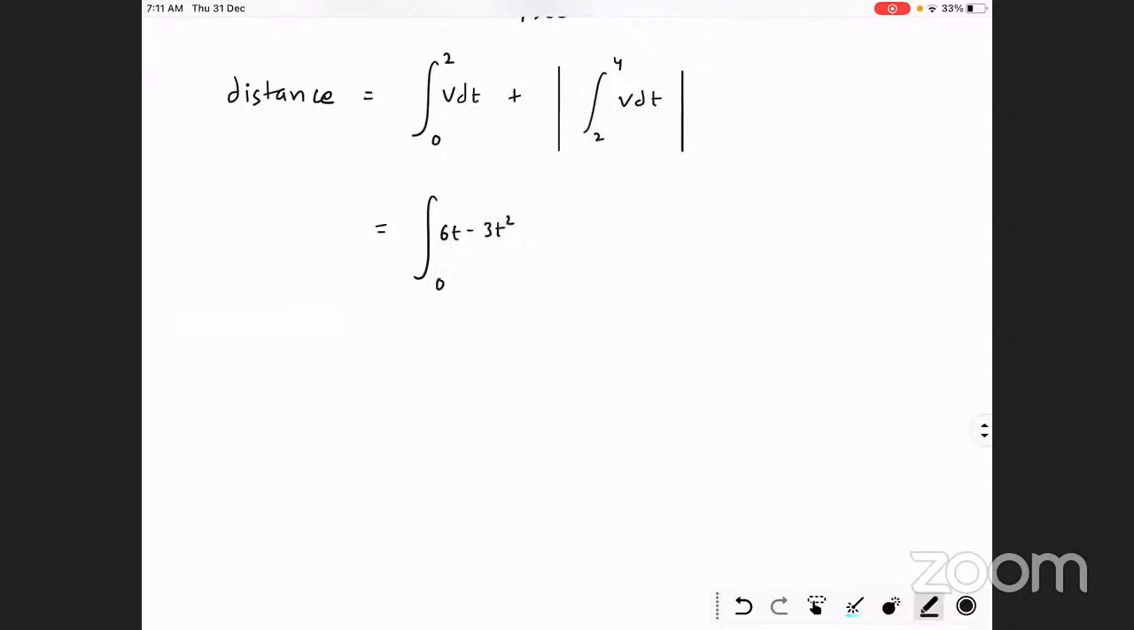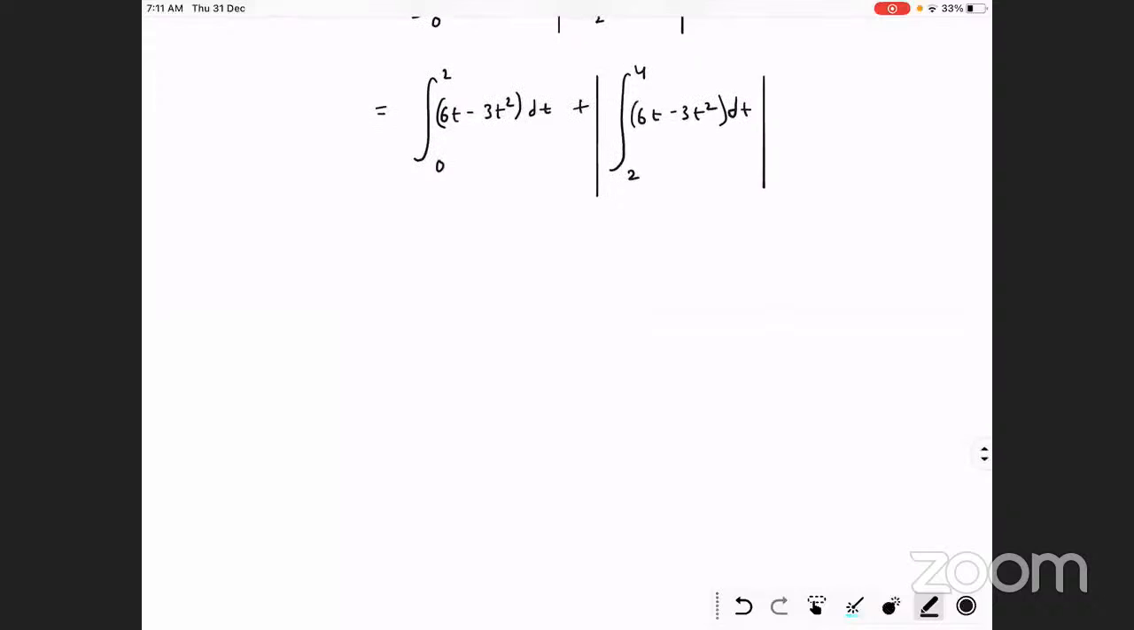Integral of 3t square from 0 to 2 second dt. Now integrate this plus 2 to 4 second 60 minus 3t square dt with mod. तो जब आप mod के साथ करेंगे, तो देखते हैं कितना आता है. This is distance.